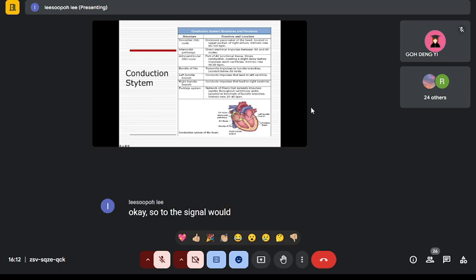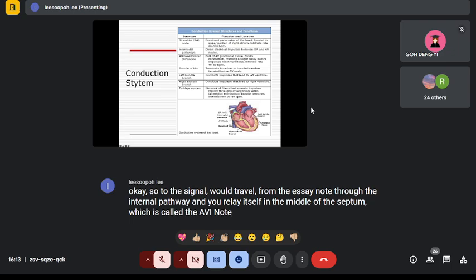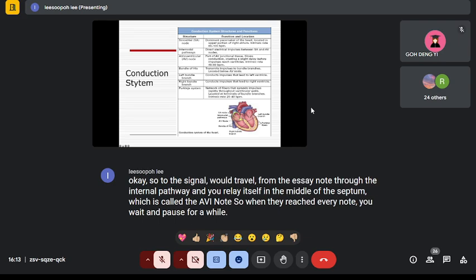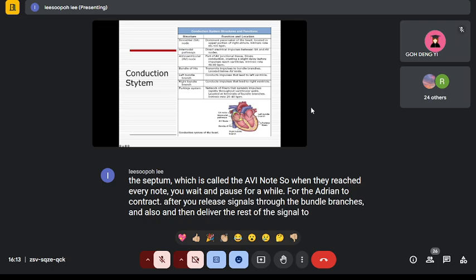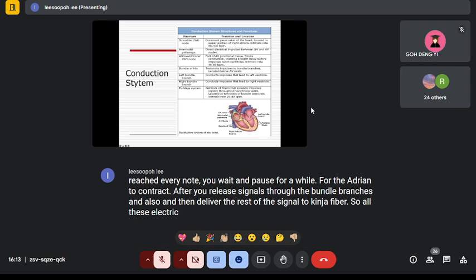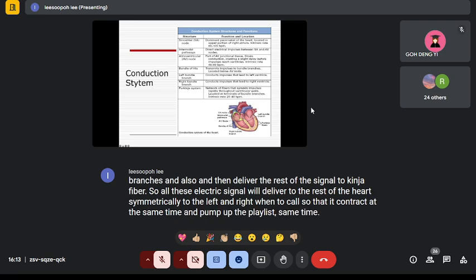The signal travels from the SA node through the internodal pathway and relays in the middle of the septum, at the AV node. When it reaches the AV node, it waits and pauses for a while for the atrium to contract. After that, it relays signals through the bundle branches and delivers the rest of the signal to the Purkinje fibers. All this electrical signal is delivered symmetrically to the left and right ventricle so that they contract and pump out the blood at the same time.